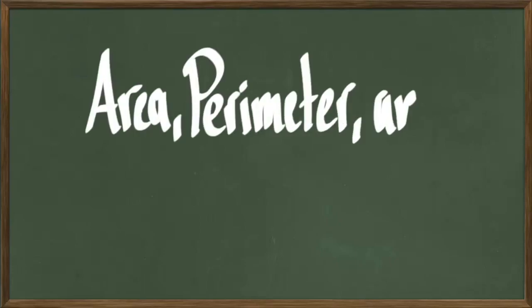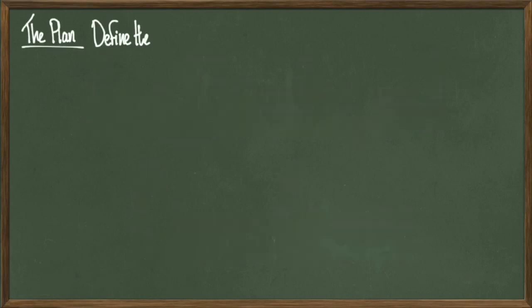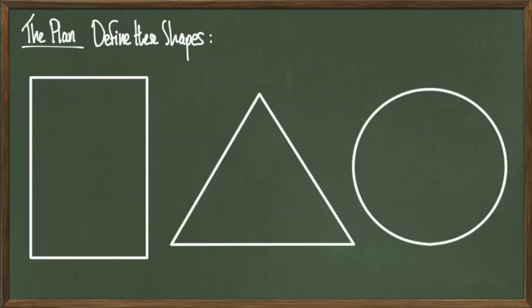Hey everyone, today we're going to be talking about area, perimeter, and circumference. The plan for this video is we're going to carefully define these shapes, which of course you've seen before, but we're going to define them in such a way that we can use them in mathematical problems. Since mathematics is a very rigorous and well-defined field, everything has to have a set and standard definition.